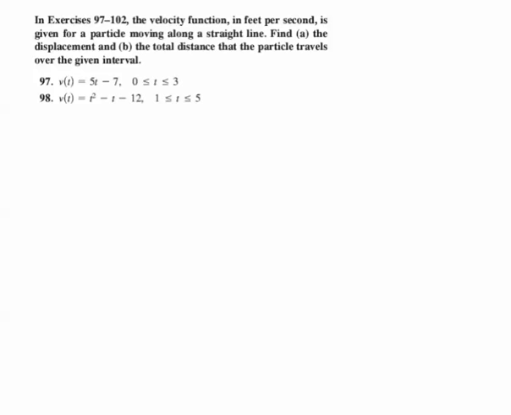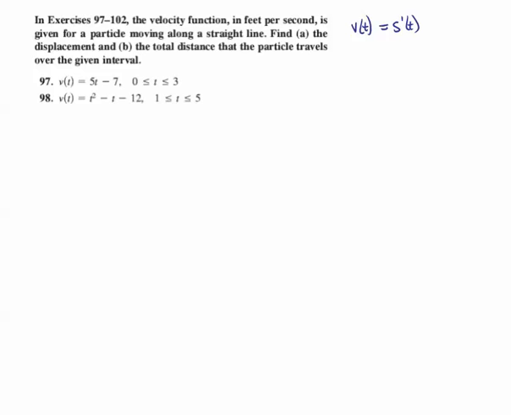Okay, in exercises 97 through 102, the velocity function in feet per second is given for a particle moving along a straight line. Find A, the displacement, and B, the total distance that the particle travels over the given interval.